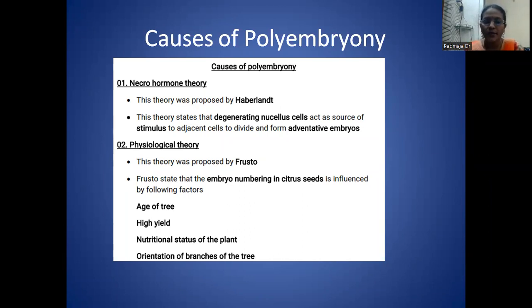And next one is the physiological theory. That may be due to some physiological changes. In every plant, we see some physiological changes from the seed to the death of the plant. This theory was proposed by Prof. Prof states that the embryo numbering in citrus seeds is influenced by the following factors. He said the age of the tree.